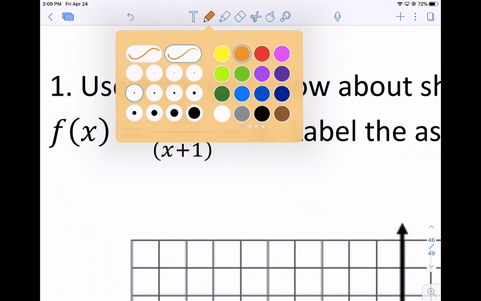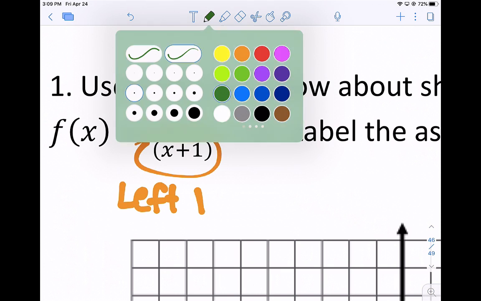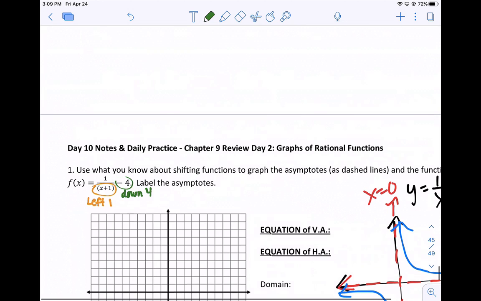The first shift is inside the parentheses, plus 1. How does that shift the graph? Up, down, left, or right 1? And plus 1 we know shifts to the left 1. And then minus 4, hopefully you remember, shifts down 4. So it's going to shift the whole graph and the asymptotes left 1 and down 4.